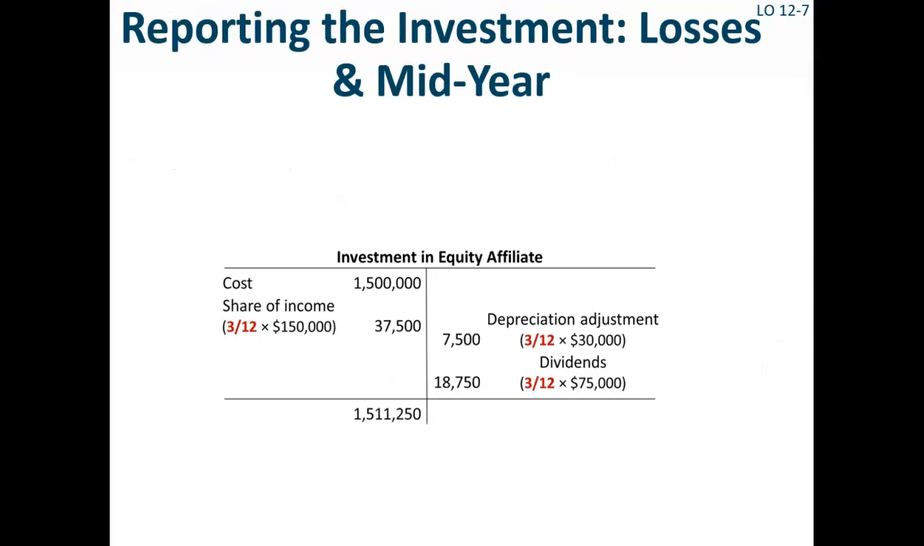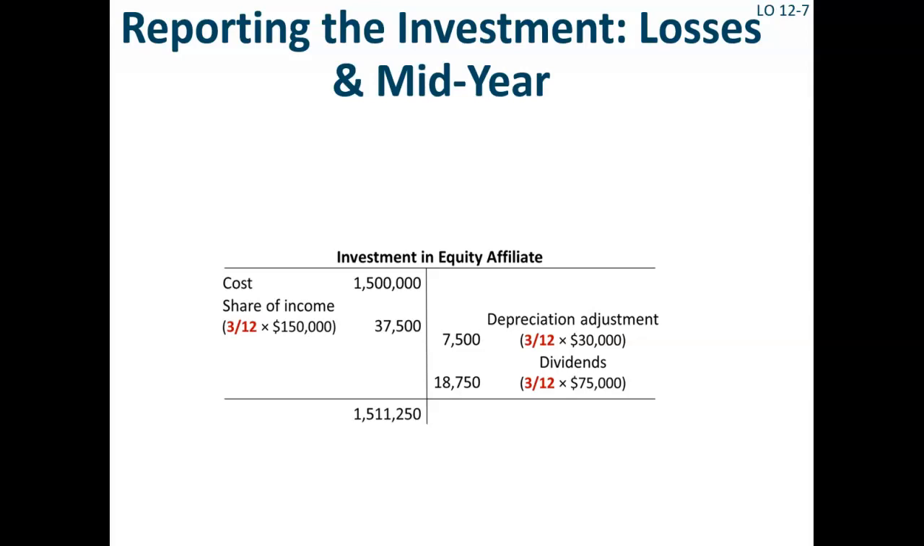Obviously, this illustration has been simplified by assuming the investment was acquired at the beginning of 2021, entailing a full year's income, dividends, and adjustments to account for the income effects of any differences between book value and fair value on the date the investment was acquired.